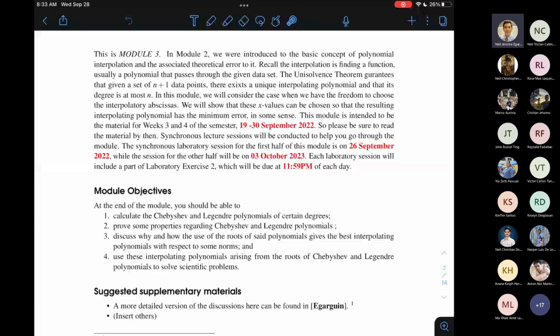Kasi yung tunay na pronunciation niya, I think it's Chebyshev. So, pero mahirap siyang banggitin, maraming F. So, I'll just pronounce it the westernized way, Chebyshev.